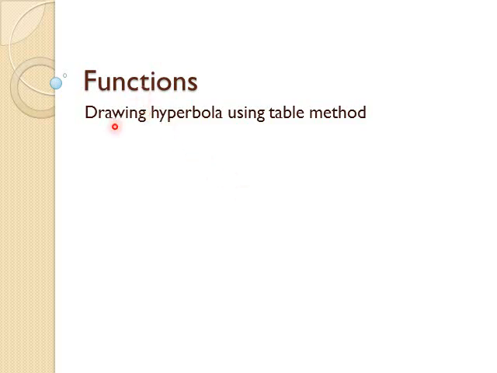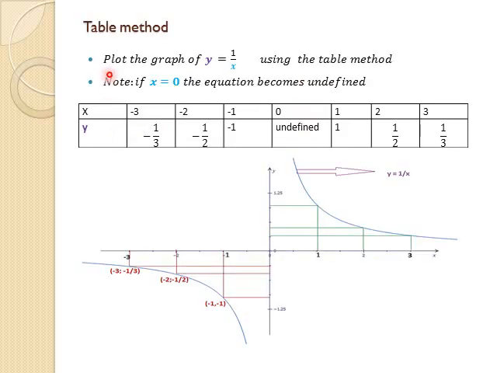I'm Mr. Simons. This lesson we'll be drawing hyperbola using the table method, right? So, table method: to give you the equation, plot the graph y equals 1 over x using the table method. Now, if x equals 0, the equation becomes undefined. I hope you remember from grade 9 work, 1 divided by 0 gives me undefined.